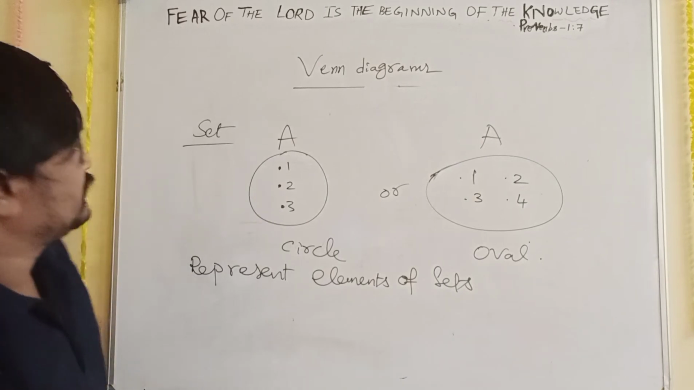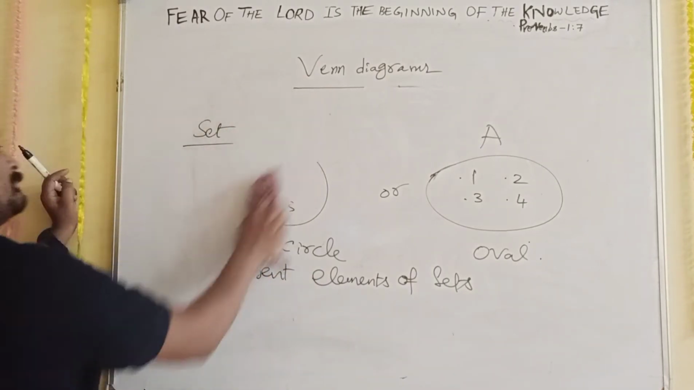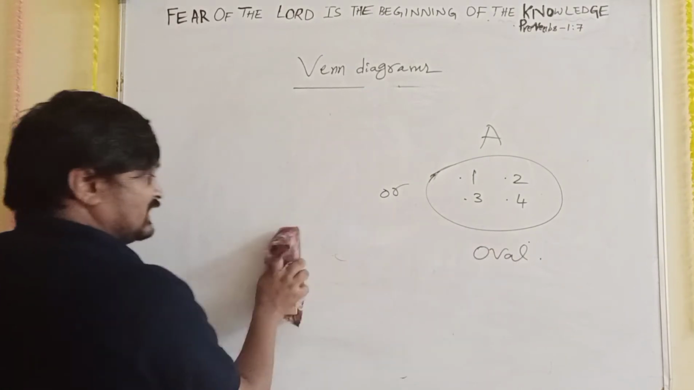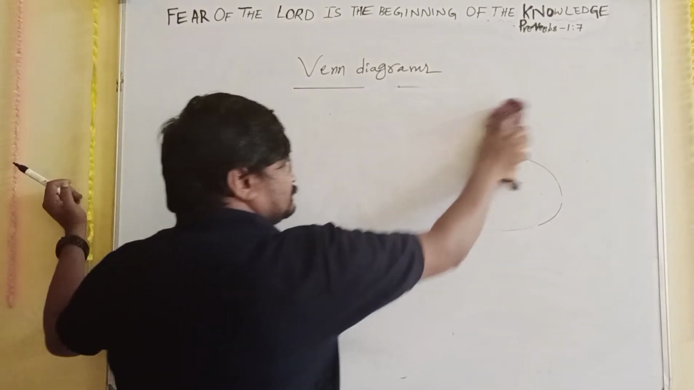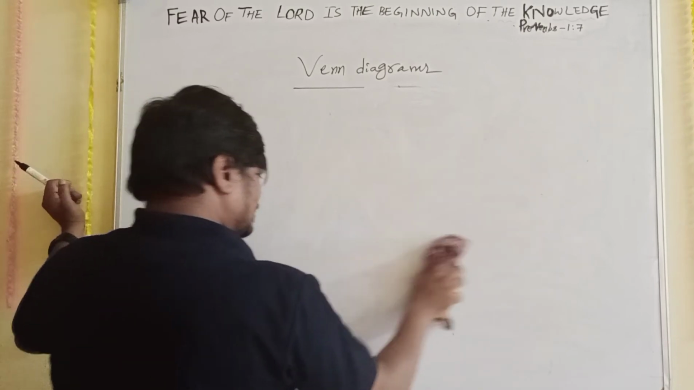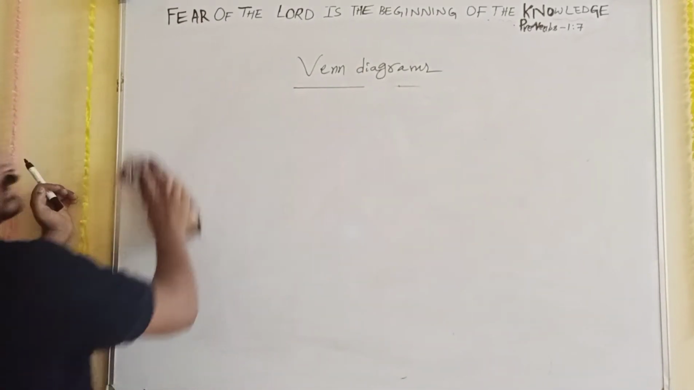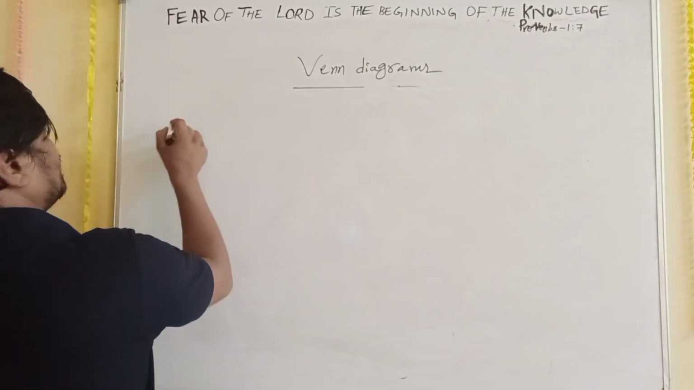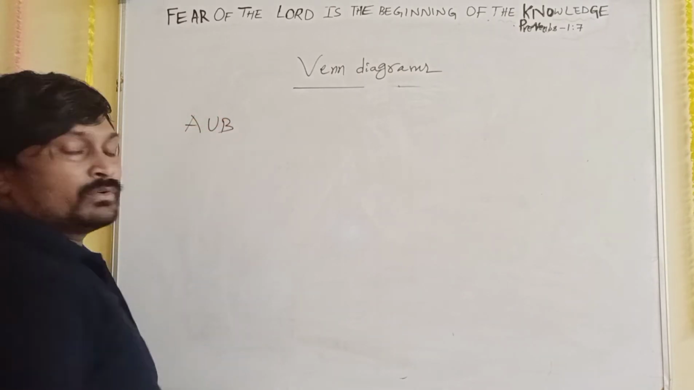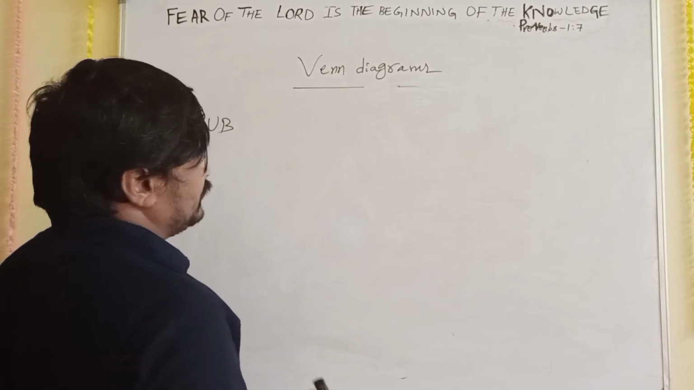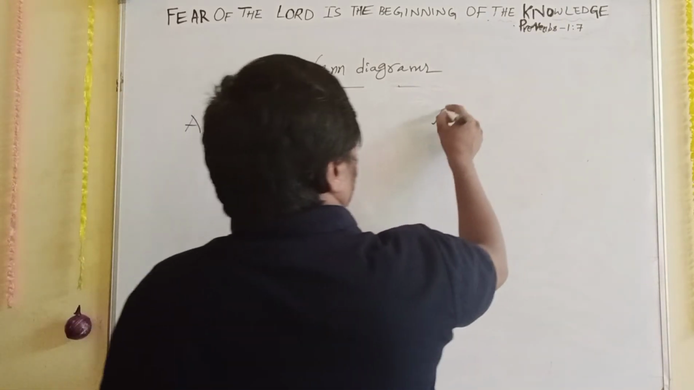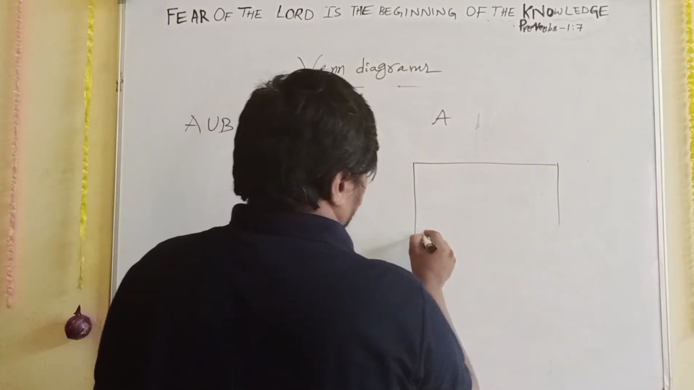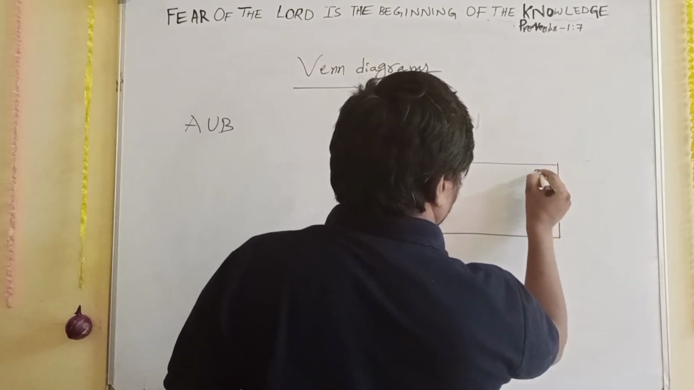So that is about a set. Now we will understand how to represent A union B, A intersection B, and A minus B, so that you can understand the concept clearly. First, how to represent A union B, or first how to represent set A. If the universal set is given, you need to first draw the universal set and set A.